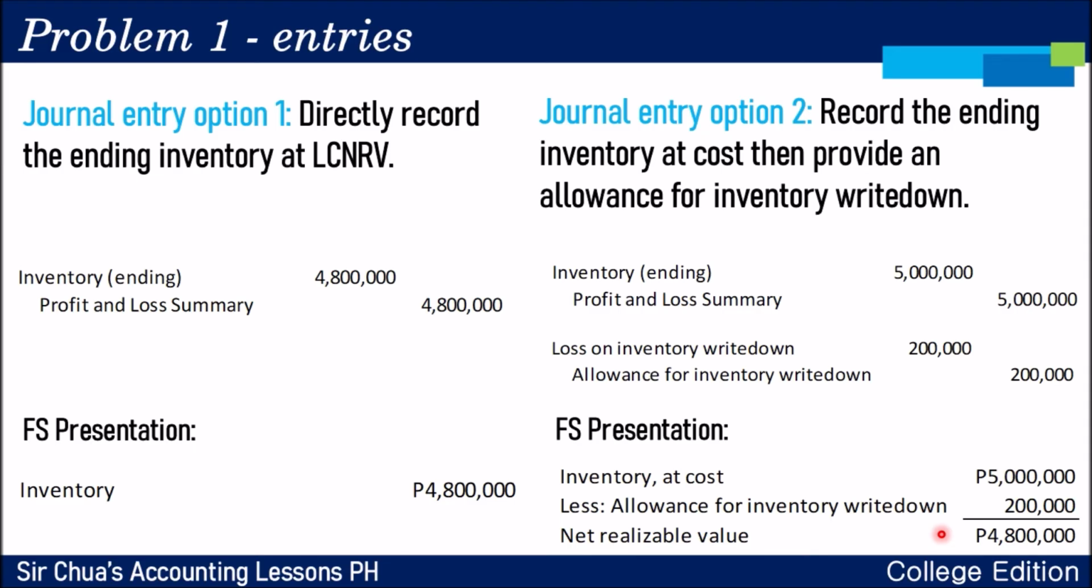Again, ang pagpe-present po natin ng inventories is still 4,800,000. It's just that sa ating pong option 2 ay minaminus po natin yung na-set up po natin na allowance for inventory write-down. Okay? But whatever option the company will be choosing, inventory would still be reported at the LCNRV of 4,800,000. Magkaiba lang po ng procedure pero pareho lang po ang ilalabas nating amount sa Statement of Financial Position.